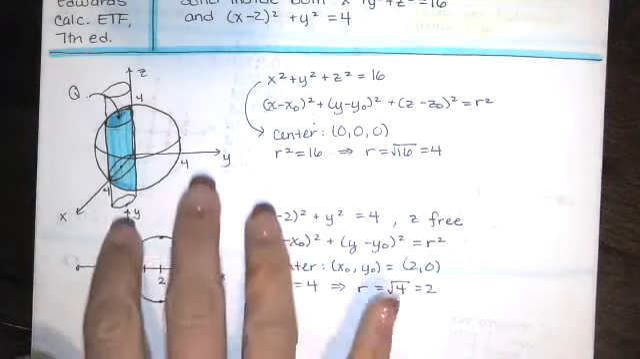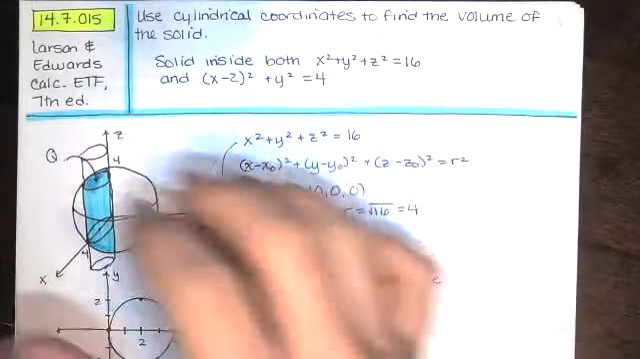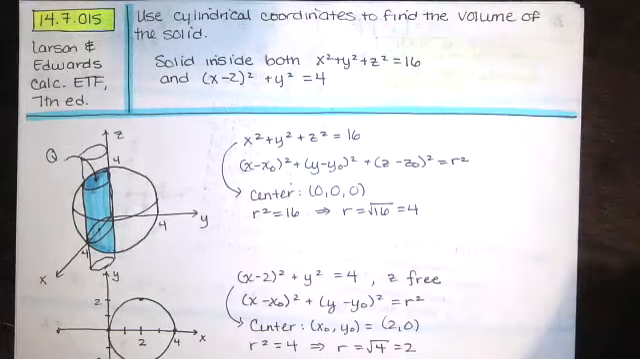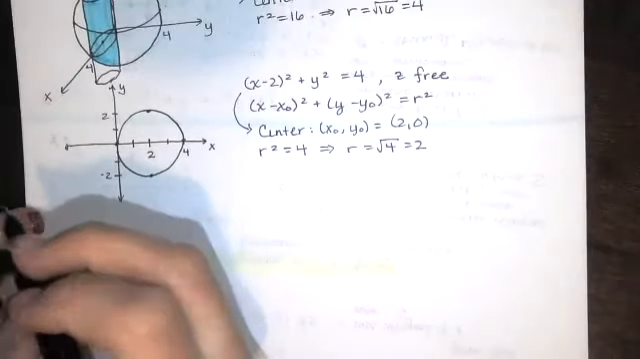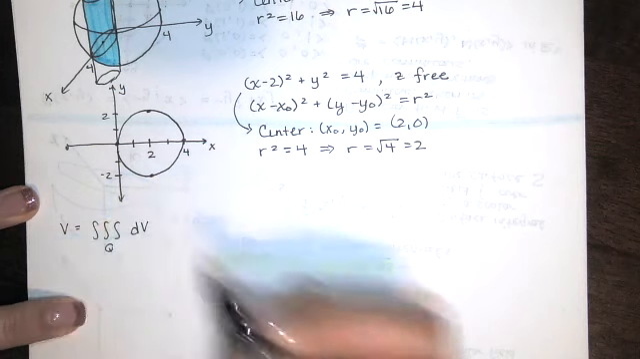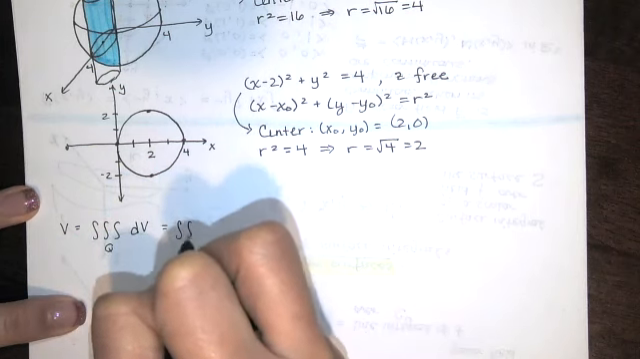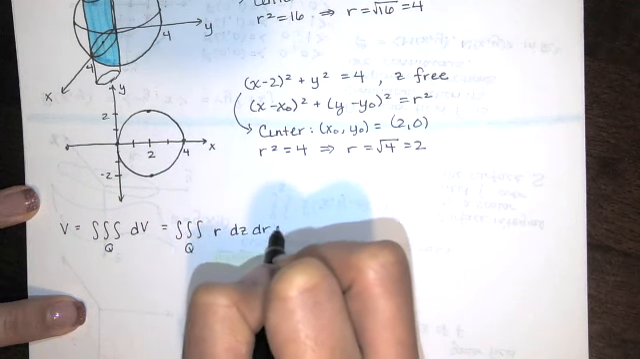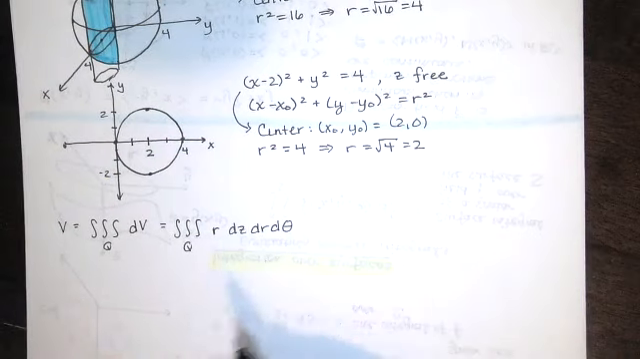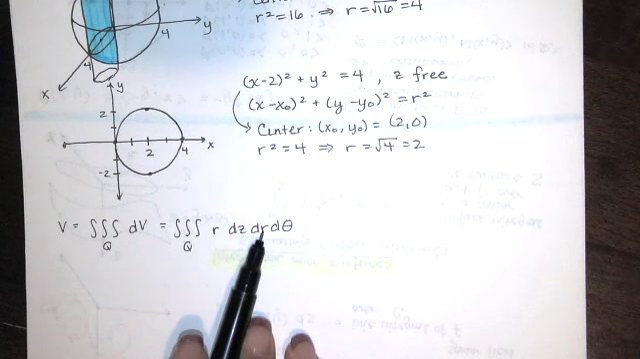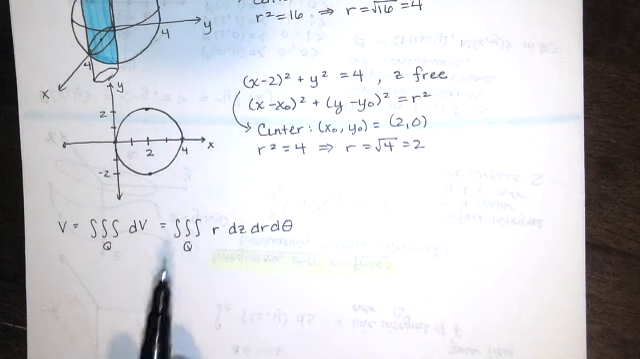All right, now, because we are dealing with a sphere, or a part of a sphere inside a cylinder, we could use spherical coordinates or cylindrical coordinates, but we're asked to use cylindrical coordinates to find the volume of the solid. So we know that our volume will be the triple integral over Q of dV. And in cylindrical coordinates, dV is r dz dr d theta. We just need to find the appropriate bounds for z in terms of r and theta, the appropriate bounds for r, and the appropriate bounds for theta.